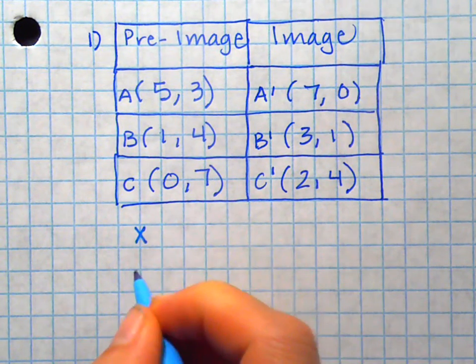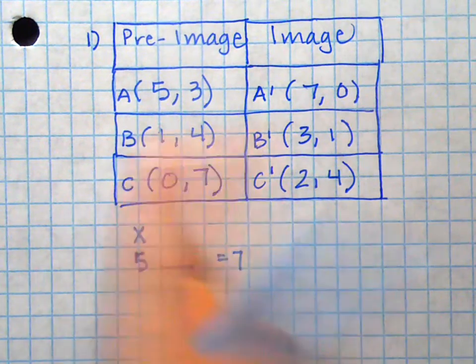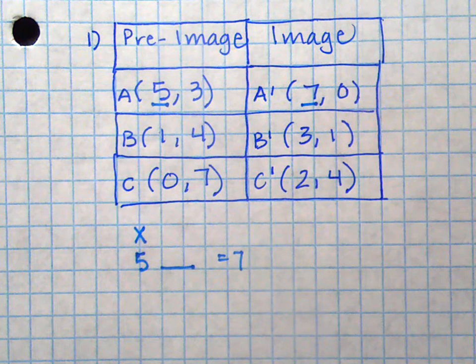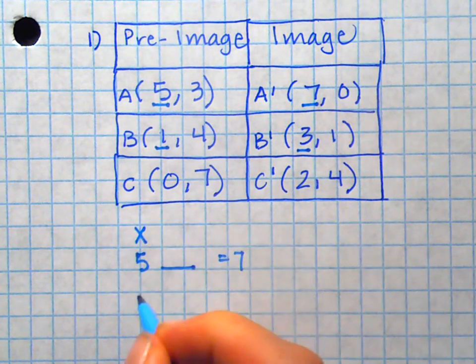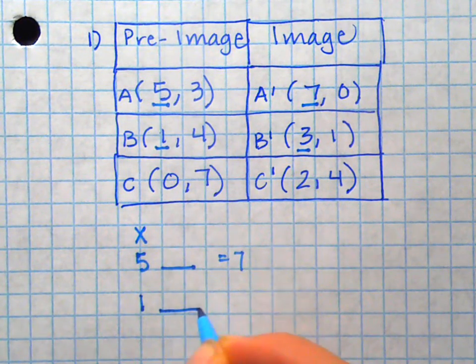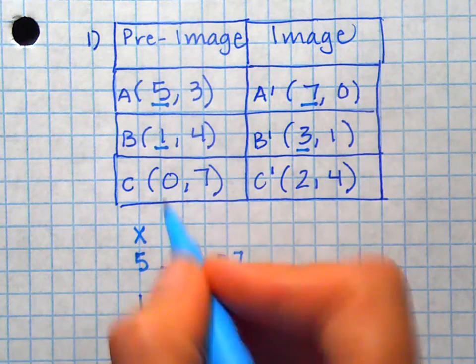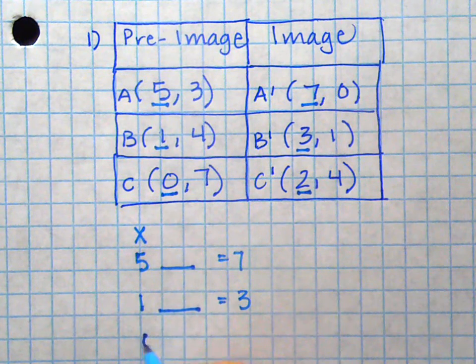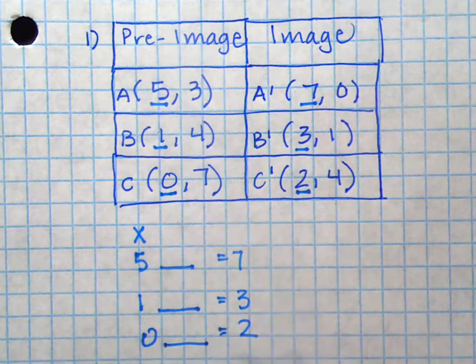it went from 5, it did some math, and was 7 from here to here. Some kind of math happened, and went from 5 to 7. And then from here to here, it was 1. We did some math, and it was 3. And then we went from 0 to 2. So 0, we plus or minus something, and we got to 2.